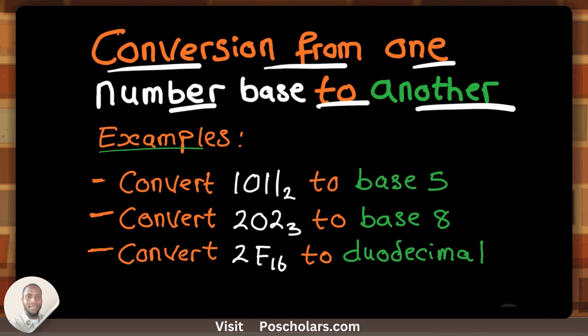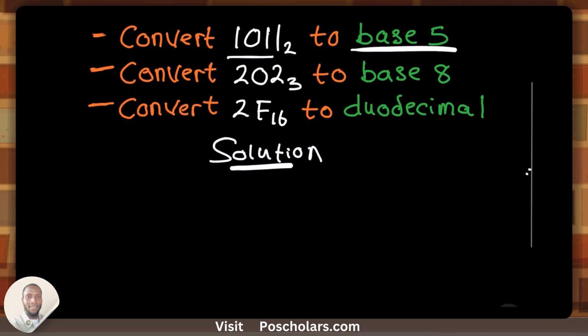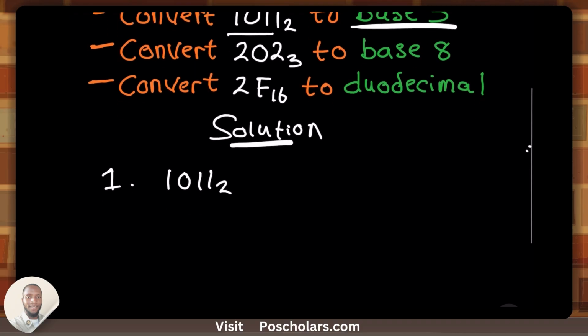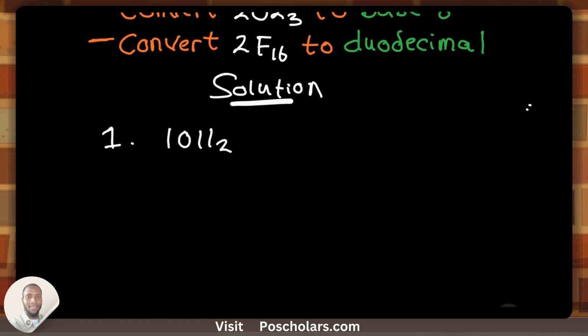Now, the first question says convert 1011 base 2 to base 5. We start by saying solution. Question 1, we want to convert 1011 base 2 to base 5. If you check other examples we have been doing, what we usually do is convert from a particular base to base 10 or from base 10 to another base. But now I want to convert from base 2 to base 5. So the first step is to convert base 2 to base 10.